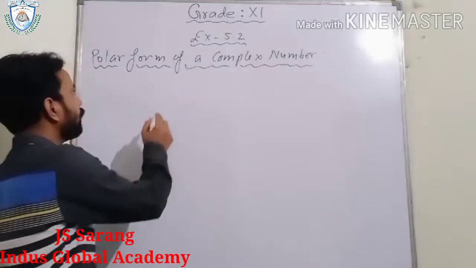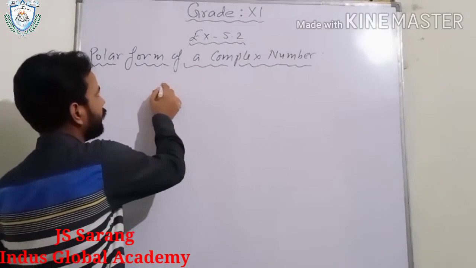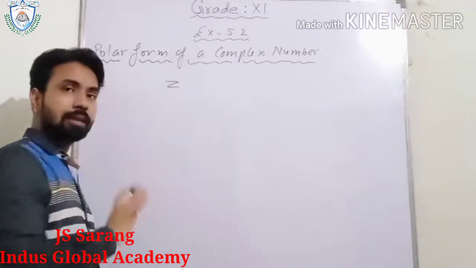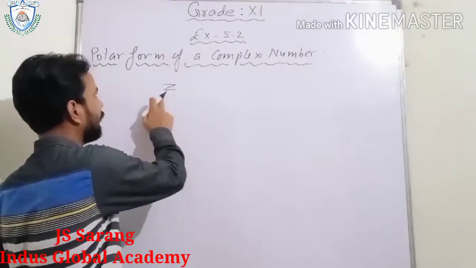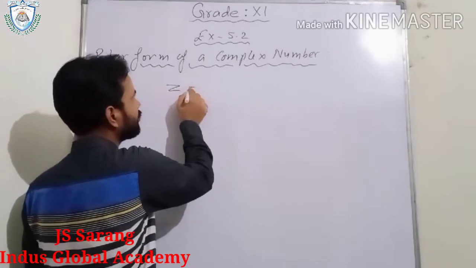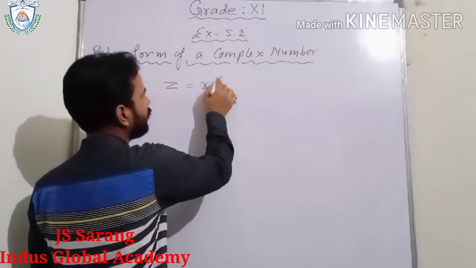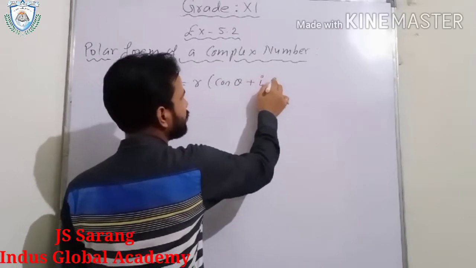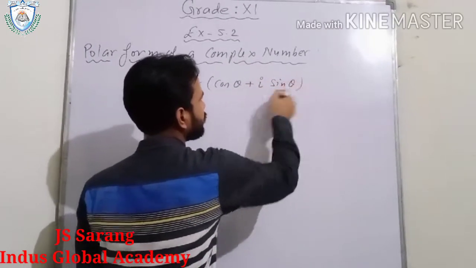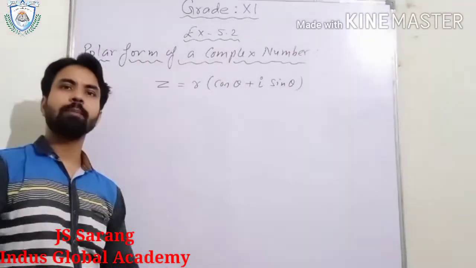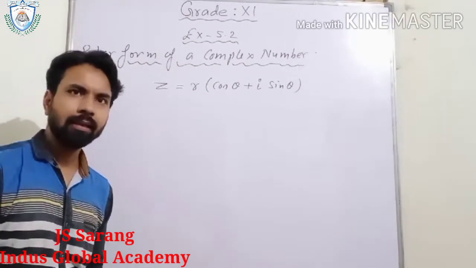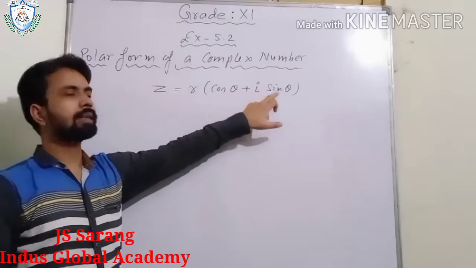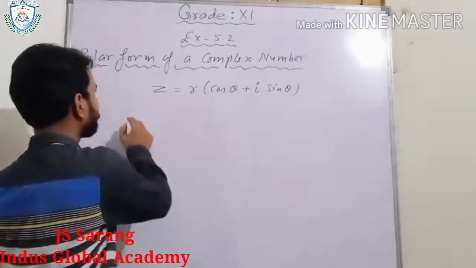So the polar form of a complex number is defined as follows. Z is any complex number. It can be expressed as Z equal to r into cos theta plus i sin theta.